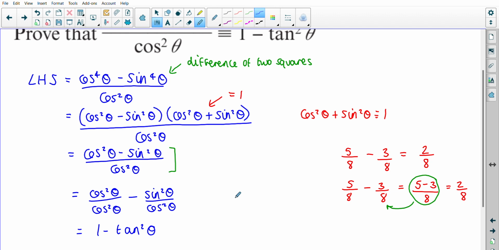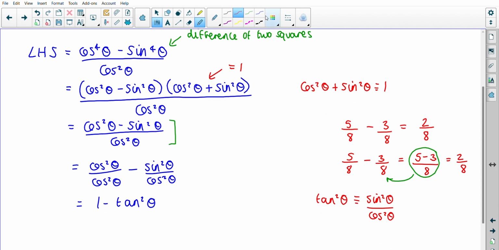Cos squared theta divided by cos squared theta is 1. Tan squared theta is equal to sine squared theta over cos squared theta. So I've replaced that with tan squared theta. And then we get the right hand side.